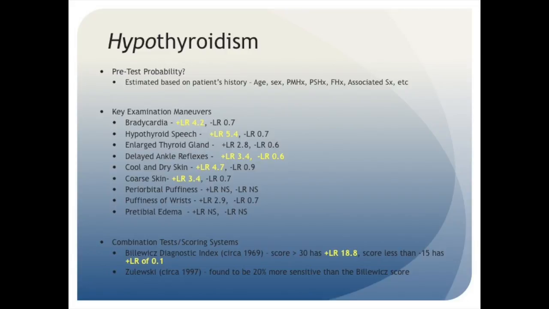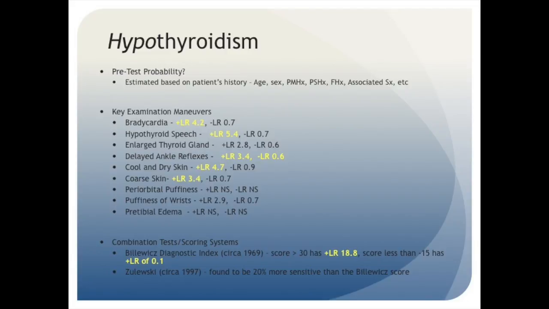So we've now seen a number of physical exam maneuvers that have strong positive likelihood ratios for ruling in hypothyroidism. However, you may notice that there are not a lot of exam maneuvers that have good negative likelihood ratios, and that's where I bring up some of the combination tests at the bottom of the page. The first example is the Billewicz Diagnostic Index, which is a collection of signs and symptoms originally put together in 1969. Note that it has a positive likelihood ratio of over 18 and a negative likelihood ratio of 0.1, making it useful in both ruling in and ruling out hypothyroidism.